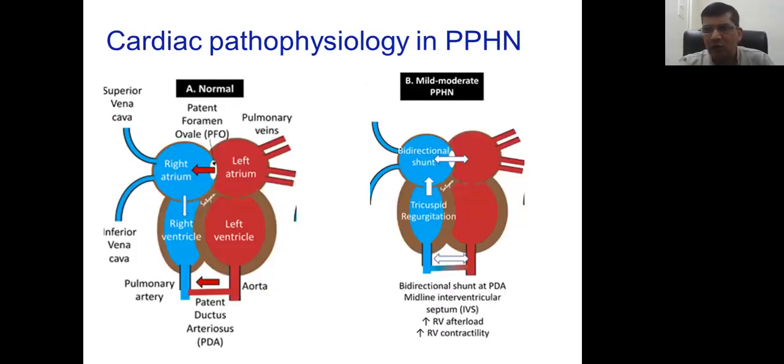If you see the cardiac pathophysiology, normally, as you know, this is the normal blood flow: RA to RV, then pulmonary to the lungs, veins, LA, LV, that we know, and you have left to right duct and left to right PFO. But when there is a mild to moderate PPHN, we know that there is a high right ventricular systolic pressure. That leads to your TR jet with bidirectional shunts at PFO and PDA. That means you have increased right side afterload and increased contractility in the initial part.